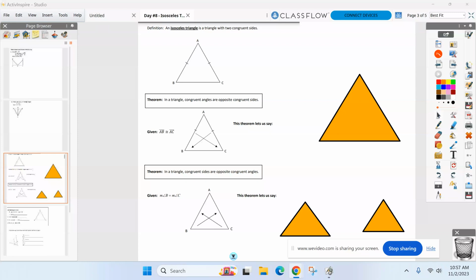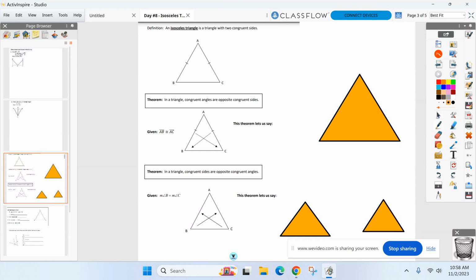Biggest thing I need for you guys today, where are those angles? Where can I find those angles? And the answer is, well, it depends on where the sides are. Look at my second diagram down here. I'm telling you AB congruent to AC. So we all agree that's isosceles because it has two sides equal.